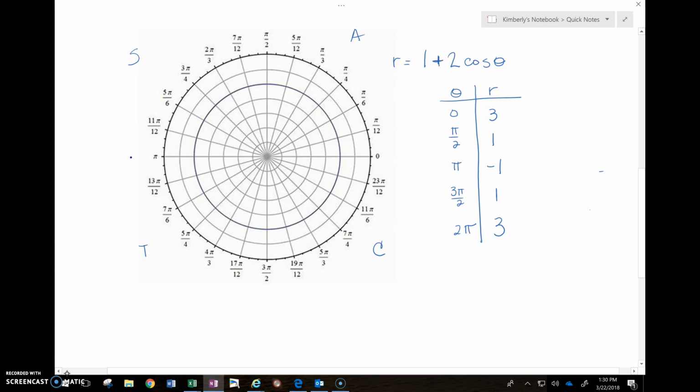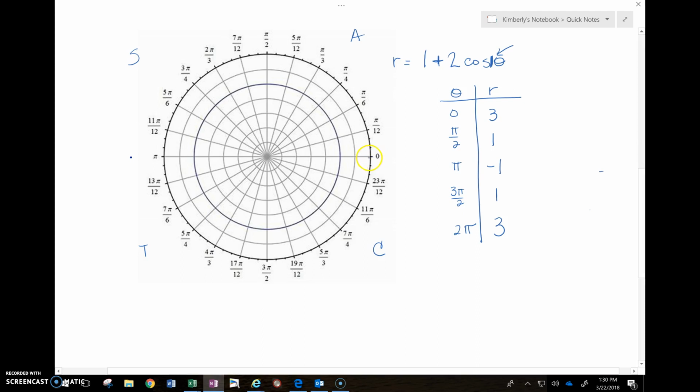So let's start off with r equals 1 plus 2 cosine theta. I don't expect you to remember what that looks like. As long as my coefficient in front of theta is 1, which it is in this case, I'm just going to put the quadrangles 0, pi halves, pi, 3 pi halves, and 2 pi in. I'm going to assume that everybody can see where I got these values from. They're just unit circle evaluations. So now let's get into graphing.